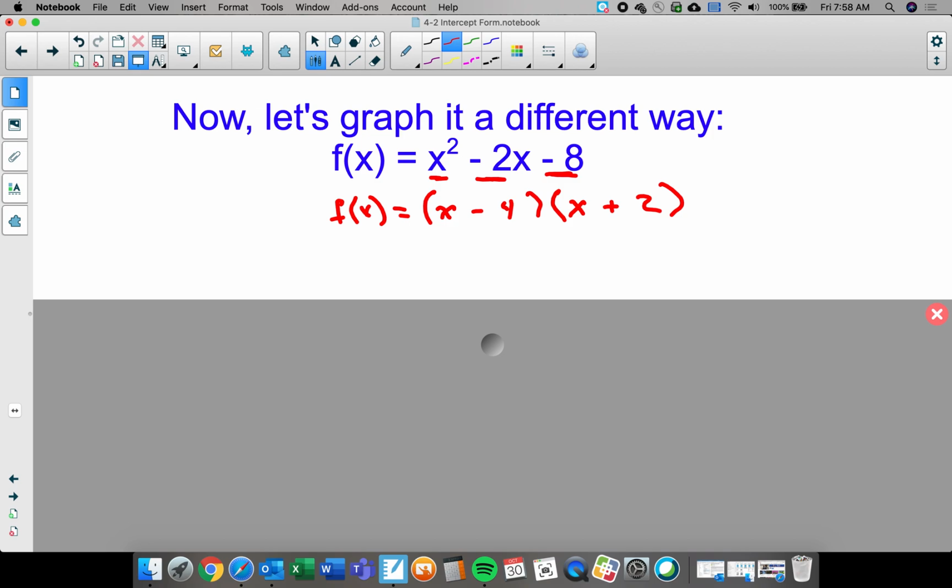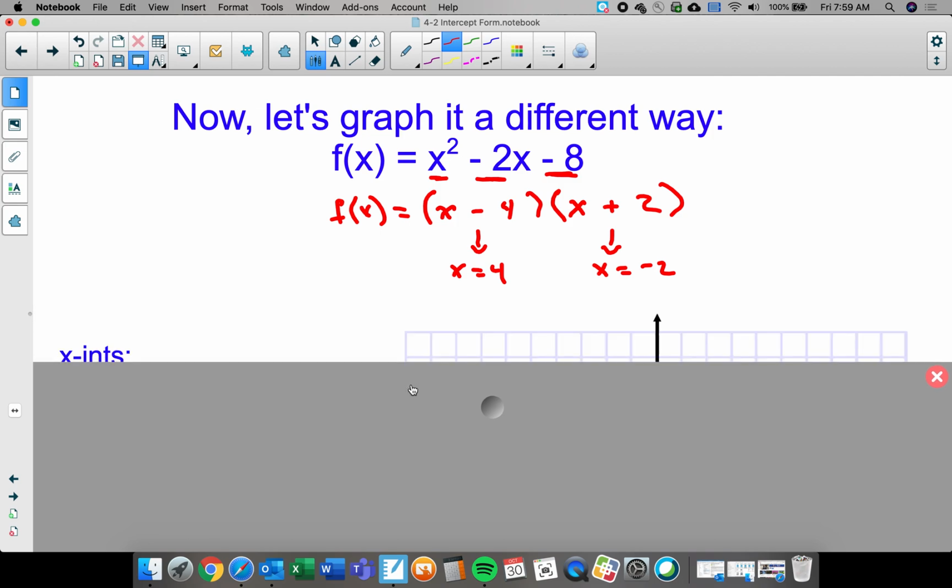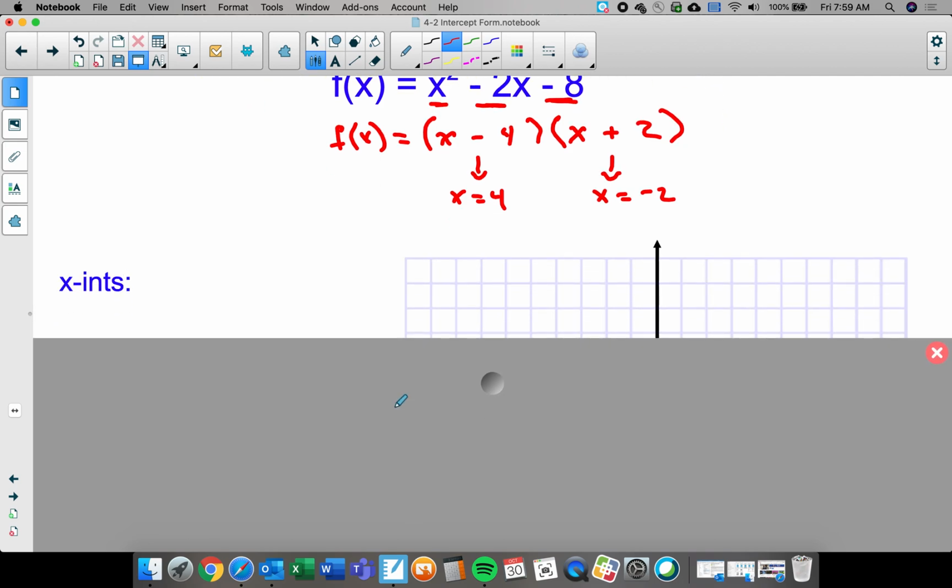And so now, as we start to look ahead, if we remember back to the zero product property, that says that when we take the factors here, we can set each factor equal to 0 and find what the actual solutions are, the x-intercepts. So in this case, if you set this equal to 0, you would find out that x equals 4. If you set this one equal to 0 and solved, you would find out that x equals negative 2. And what we just found are our x-intercepts. We have the point 4, 0 and the point negative 2, 0. Those are the two x-intercepts of our graph.